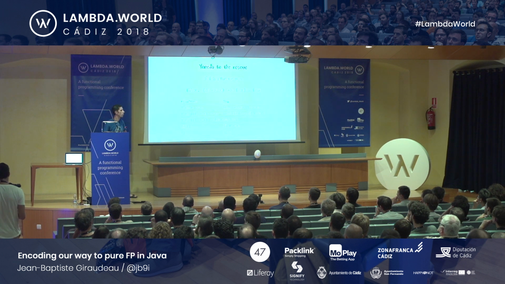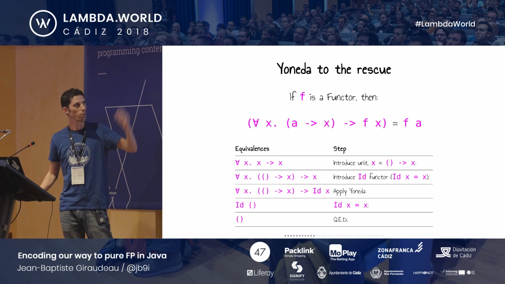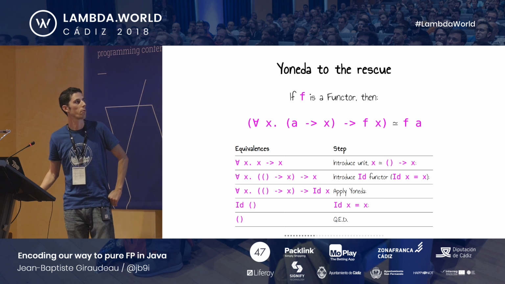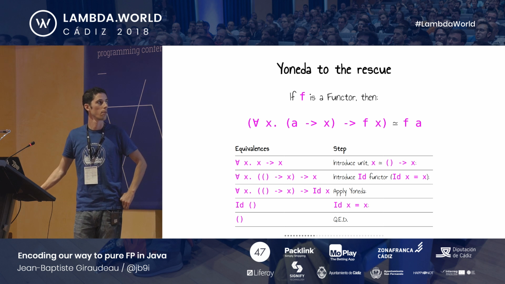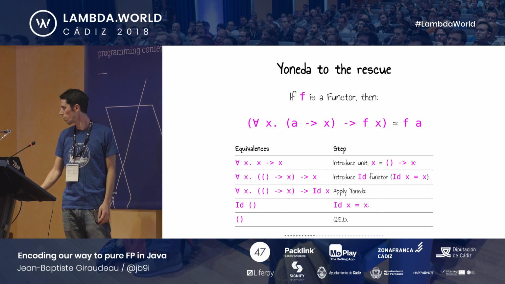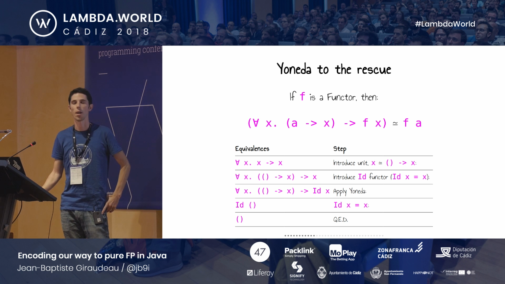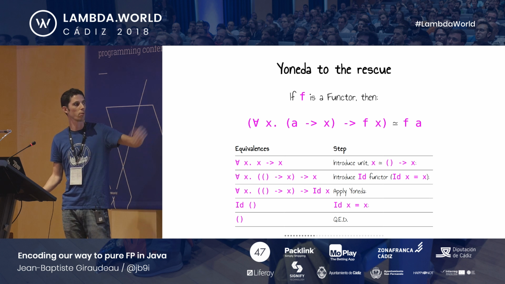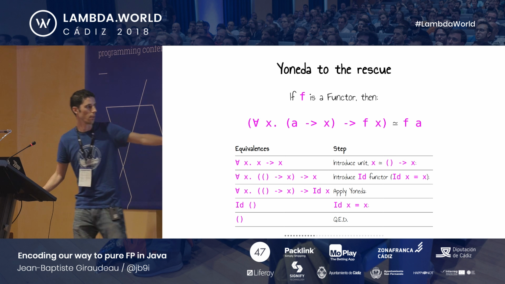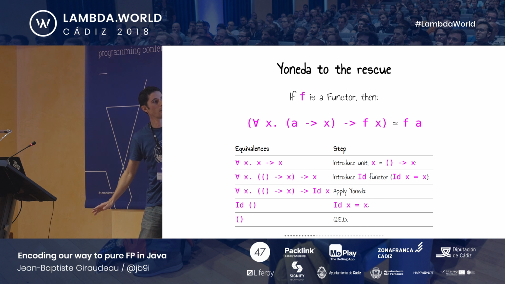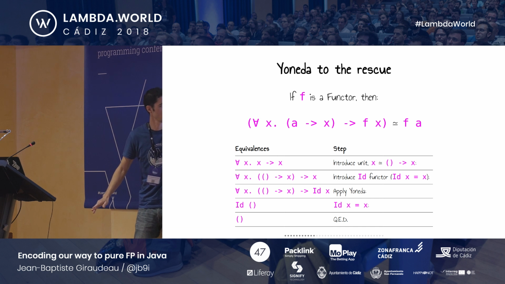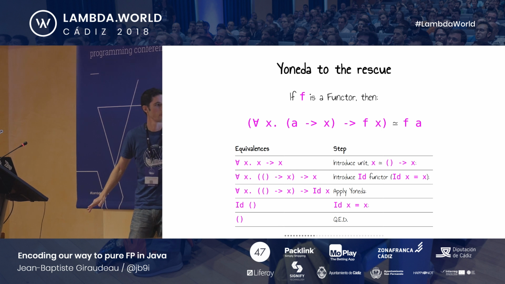So how do you compute cardinality of a polymorphic function? You use the Yoneda lemma. It says that for any functor f, you have this equivalence. So if we take the identity function, then first you introduce unit. X is equivalent to unit to x. Then you introduce the ID functor on the right-hand side. And here you get the exact form of the Yoneda lemma, which means that this is isomorphic to ID unit.